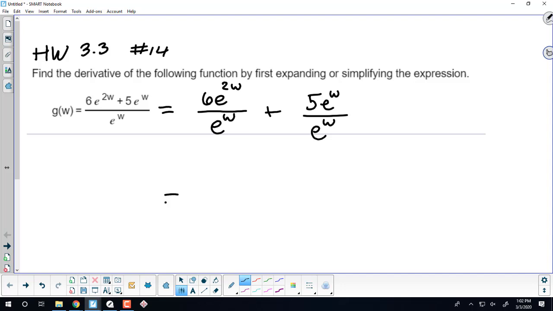So this is still g of w. This is just going to be 5. We've got 6e to the 2w over e to the w, which would give us what? 6e to the w. Yeah, just 6e to the w. So that's g of w.